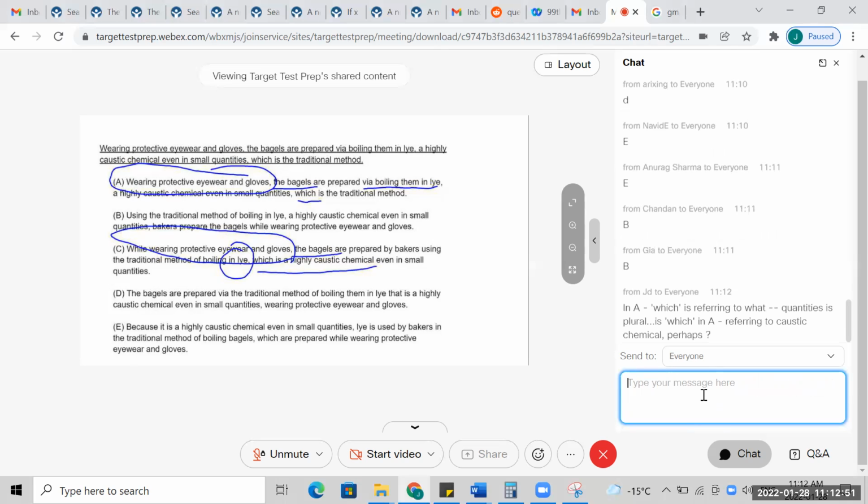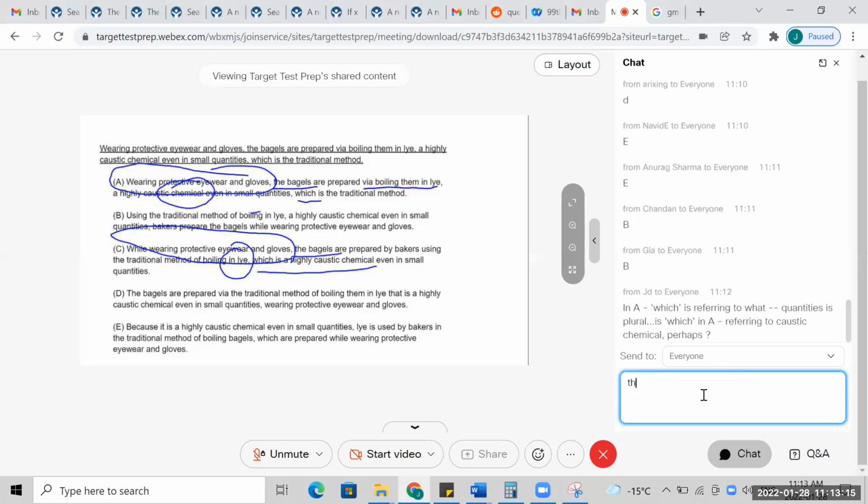So we got a couple easy outs, right? In A, which is referring to what? Which is, I don't know. It should be referring to boiling them in lye. But obviously, since it's right by here, it's referring to chemical. Because which is, so the only singular thing we have here is chemical.